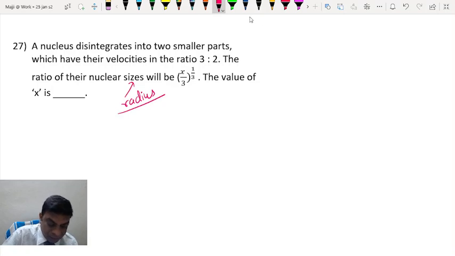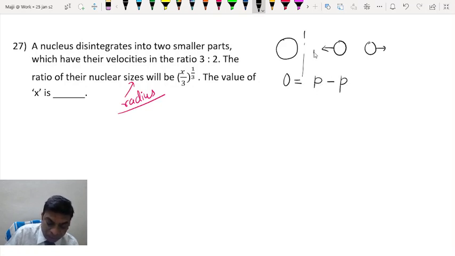Now you see here, when a nucleus disintegrates into two smaller fragments, the momentum will remain constant. Since the initial momentum is zero, the final momentum will also be zero. So that means the momentum will be equal and opposite. You have to be clear with this. Momentum should be equal in value but opposite in direction.